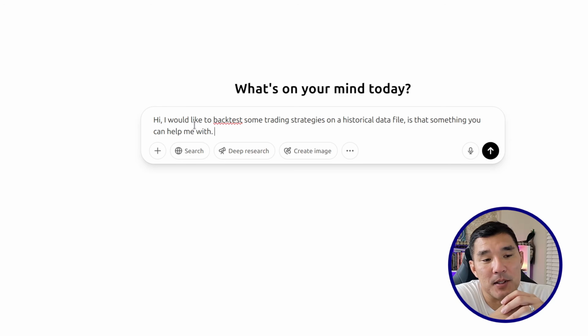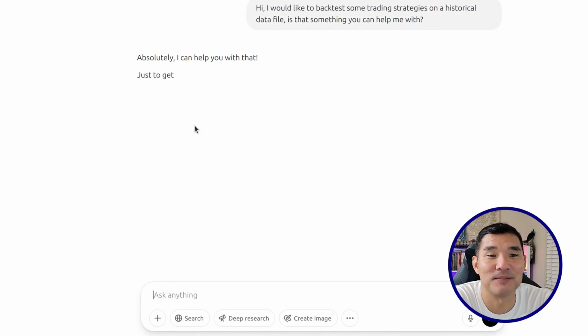And this is important because you want to give the AI some context. And if you're using a different AI, it might not be able to do this. So you should ask if it is able to do this first. So let's see what it says.